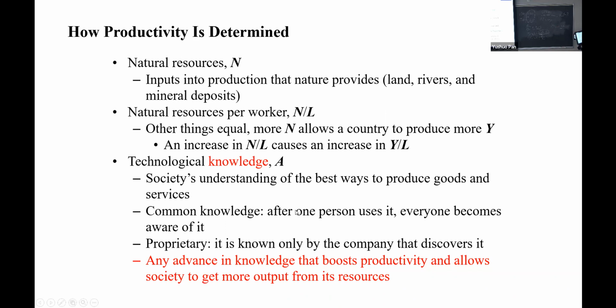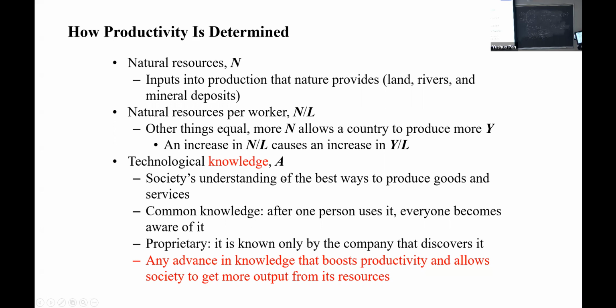The definition for common knowledge is that after one person uses it, everyone becomes aware of it. So common knowledge you can share with others, like economics. If some experts or economists find out something, that would be common knowledge, which means all students could learn it at the same time. And this is the technological knowledge, and this is A here. Proprietary knowledge is known only by the company that discovers it. Any advance in knowledge that boosts productivity and allows the society to get more output from its resources is the definition of technological knowledge.